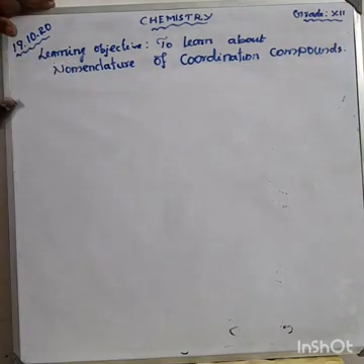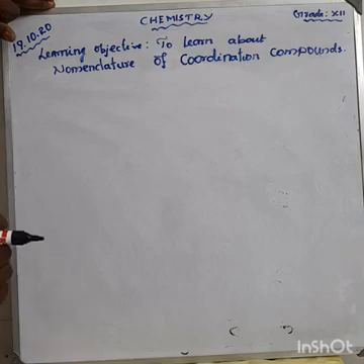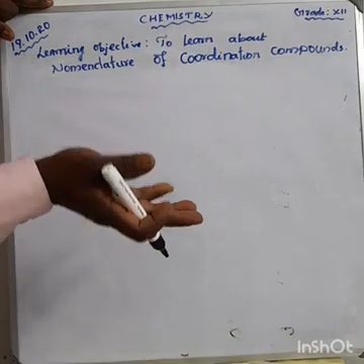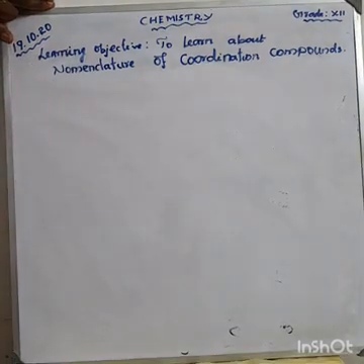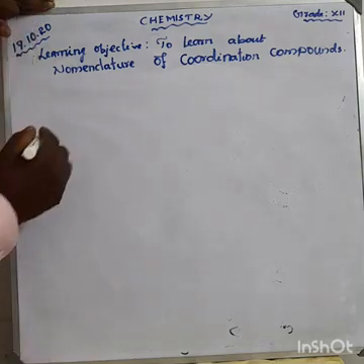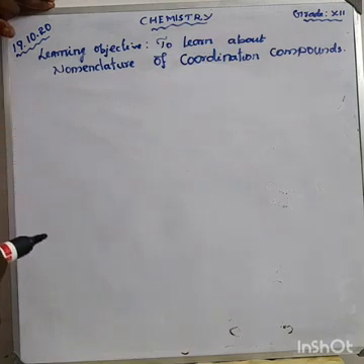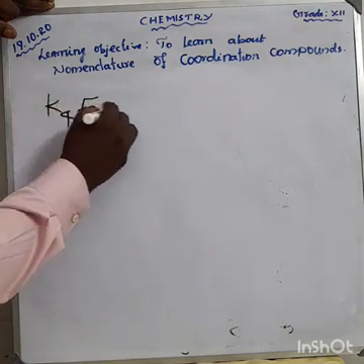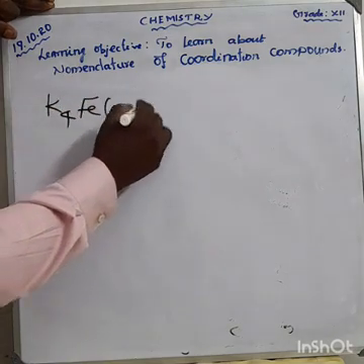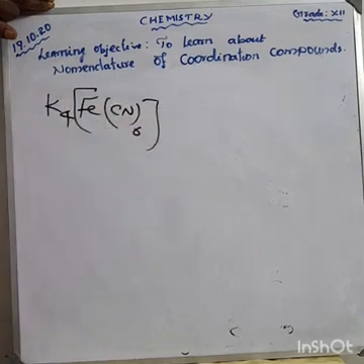Suppose there is more than one ligand, two or three. Then you should give priority to alphabetical order. Okay, let us wait. I am going to give two examples. First is K4[Fe(CN)6]. This is one of the complexes.